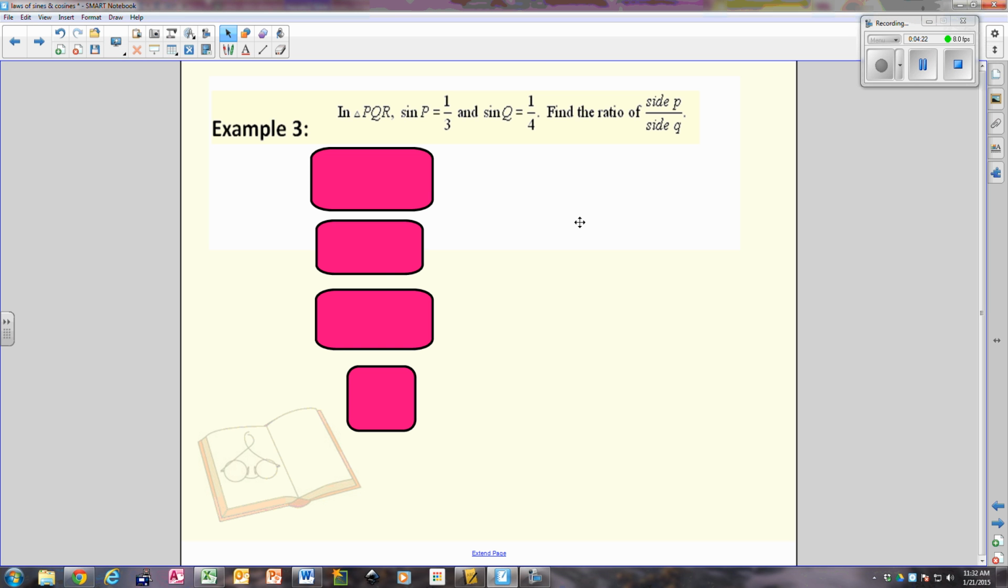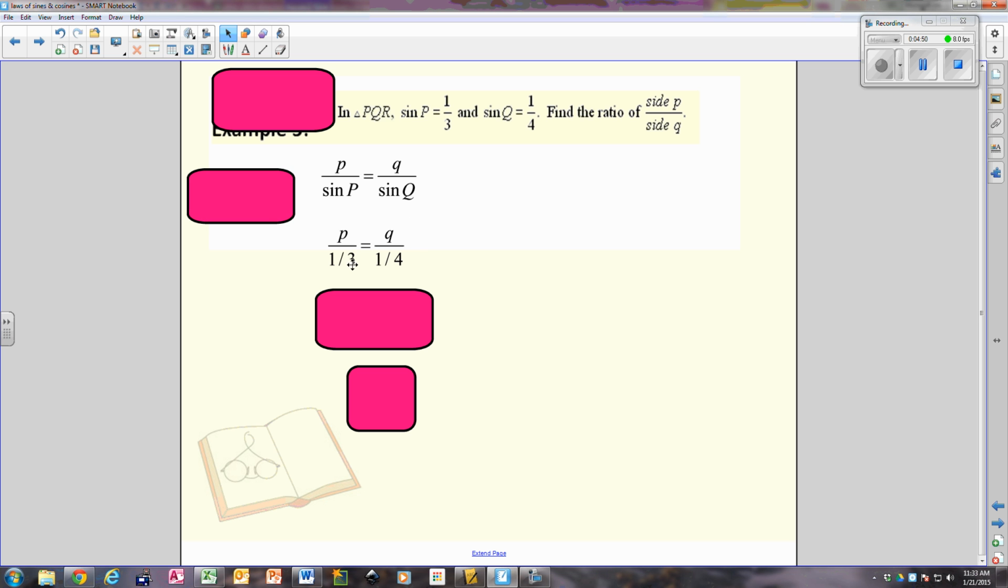All right, here they didn't even give us a picture. They ask us to find the ratio of side P to side Q. Well, they gave me the sine of P and the sine of Q. So if you use the ratios with that, you've got P over the sine of P, Q over the sine of Q. You know what the sine of P is, and you know what the sine of Q is, so just replace those two with these two fractions. So you got P over 1/3 and Q over 1/4.